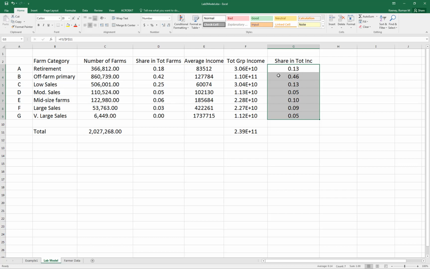And now you're starting to get some things, right, that are directly comparable. Things that you might think about in any inequality setting or any distribution setting. 18% of the farms in the retirement class, 13% of the income in the farm population, 42% of the farms, 46% of the total income, 25%, 13%. Okay, and so let me squeeze that row.